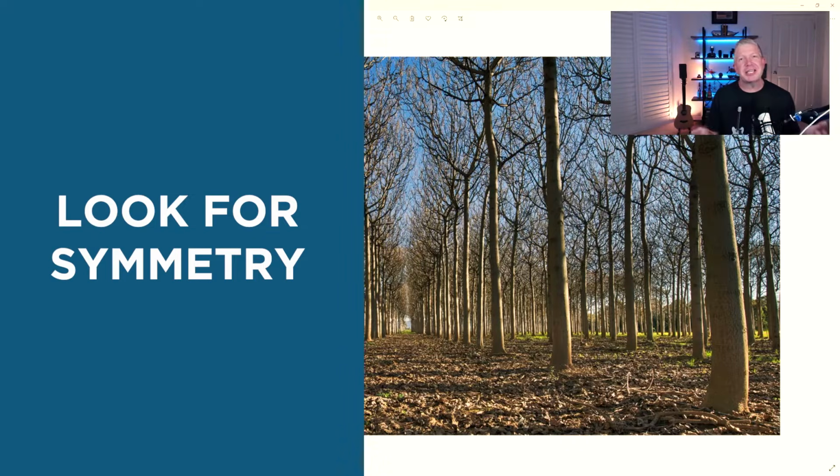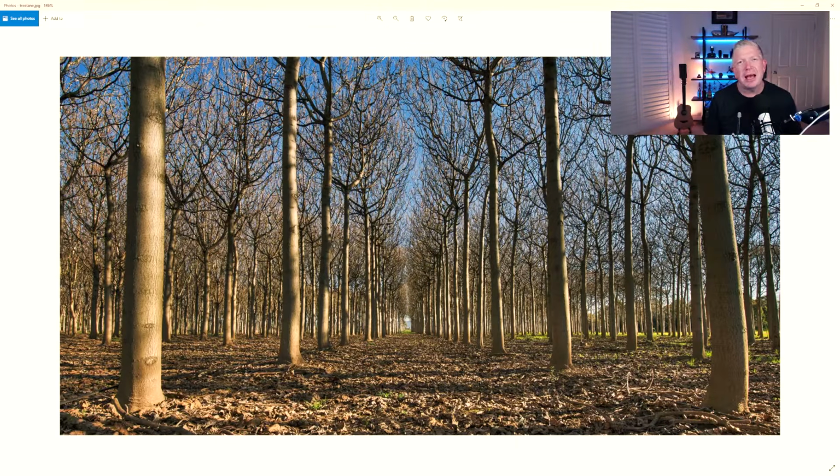Now, tip number 7 is to look for symmetry in your landscape photos. Now, these trees have obviously been planted by human beings, and they've been put into rows for a particular reason. Obviously, it's easier when you're farming trees. But I couldn't resist but stop and take this photo. I think it really looks great.